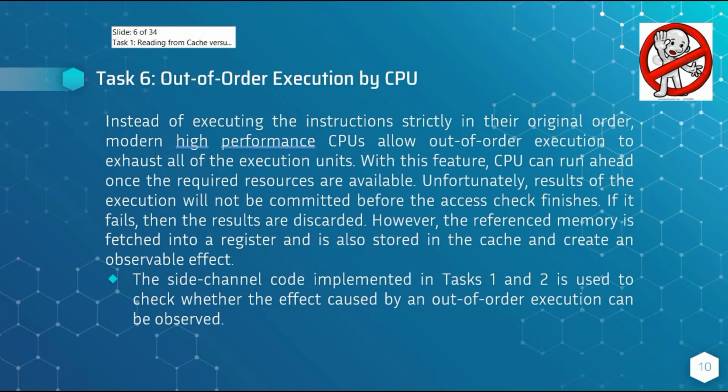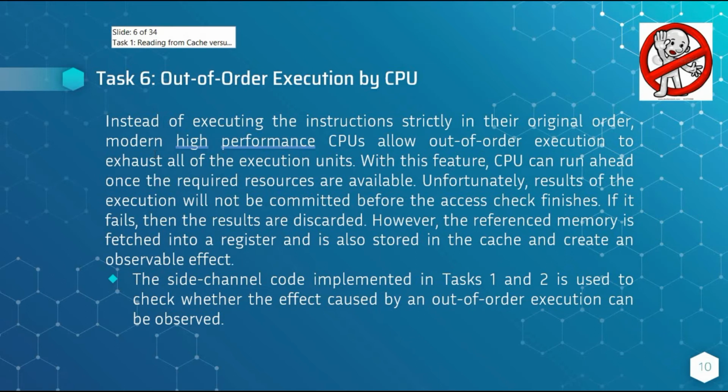Task 6 is out-of-order execution by the CPU. Instead of executing the instructions strictly in their original order, the high-performance CPU allows out-of-order execution to exhaust all of the execution units. With this feature, the CPU can run ahead once the required resources are available. Unfortunately, results of the execution will not be committed before the access check finishes. If it fails, then the results are discarded.